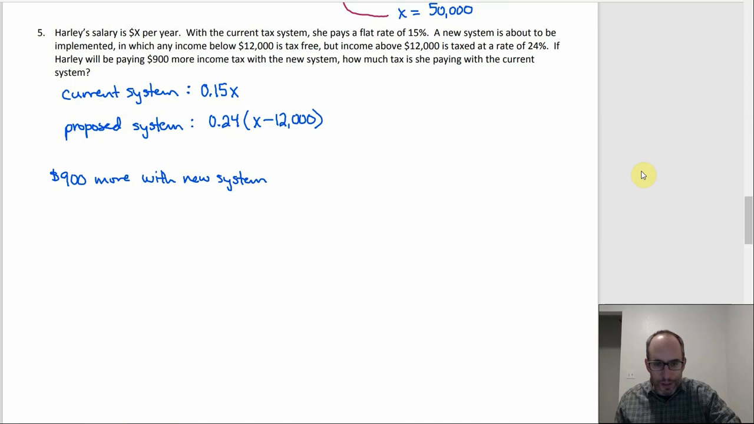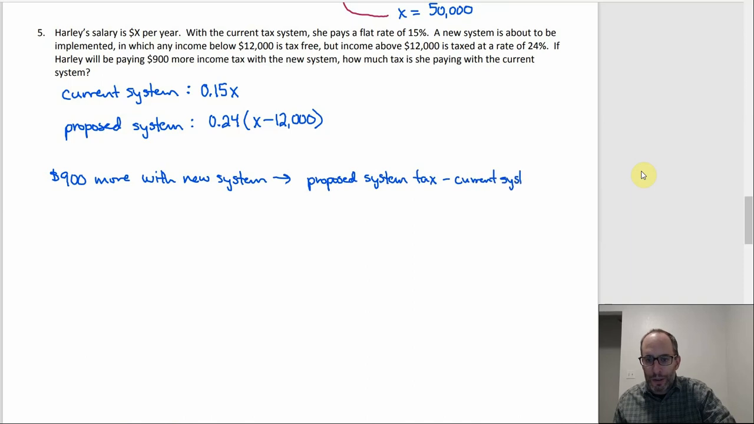What that means is that the proposed system tax minus the current system tax would have to be equal to 900. Right? I mean, if it's 900 more with the proposed one, that's how that would have to work out.